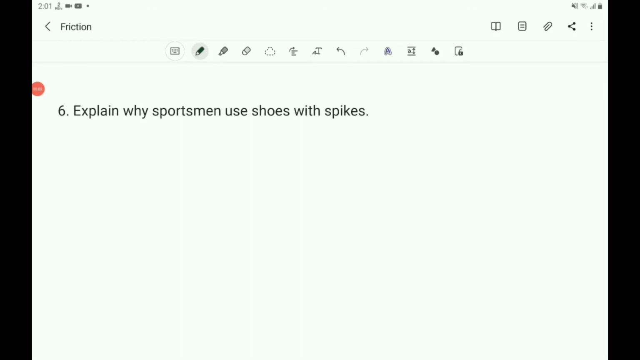Explain why sportsmen use shoes with spikes. While playing or running, there must be a grip between the foot of the player and the surface, and if he uses shoes with smooth surfaces, there will be no grip for playing or running. In that case, sportsmen use shoes with spikes to increase the friction between shoes and the surface. So the shoes with spikes do not slip while the sportsmen run and play.